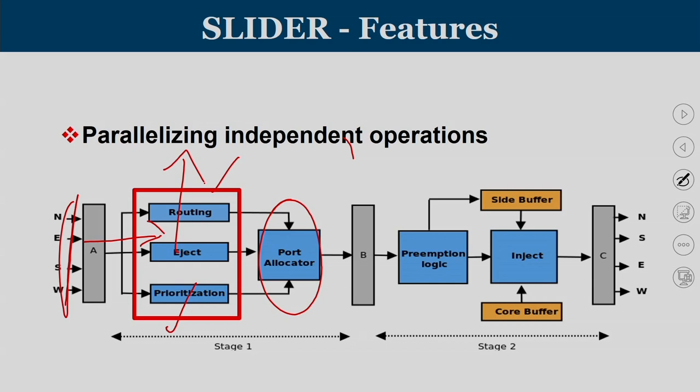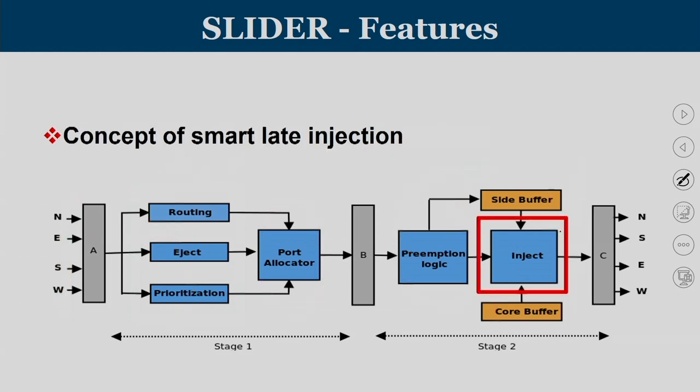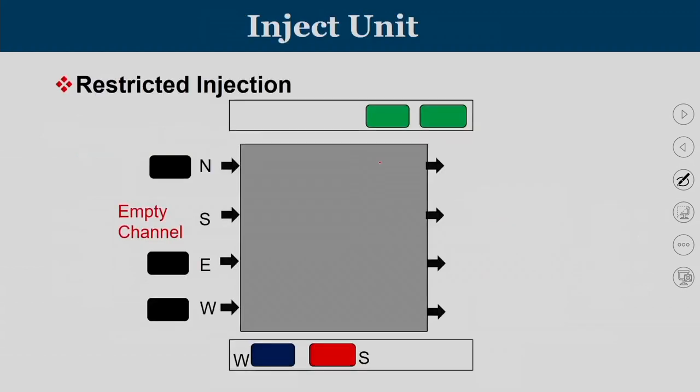After that, since the priority is already computed and stored in the flit, stage 2 of the router pipeline has the preemption logic. So, if the flits in the side buffer and in core buffer are really starving, then preemption happens. If they are not starving, then we have the inject unit, basically a dual inject unit, based on odd even cycles, either a flit will be injected from core buffer or a flit will be injected from the side buffer. So, the concept of late injection is a bit tricky. So, the concept of smart late injection, we will just try to understand what it is.